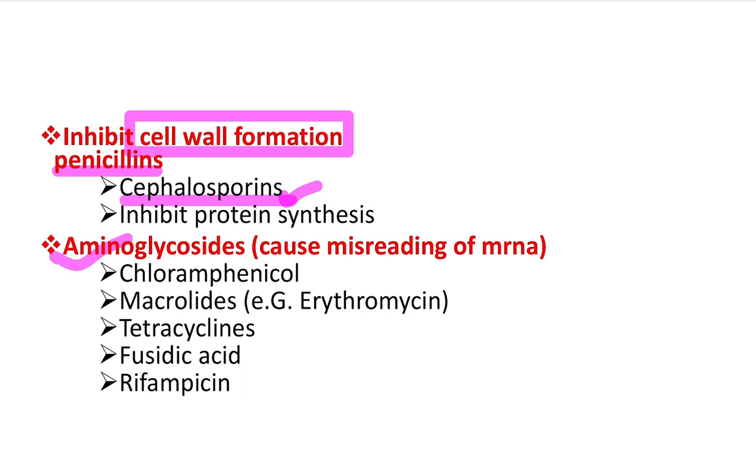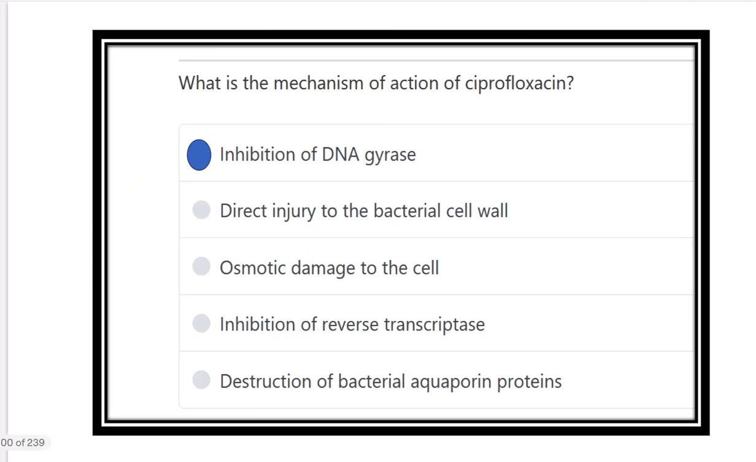Then here we can see the aminoglycoside. This aminoglycoside causes misreading of the mRNA. So aminoglycoside, chloramphenicol, macrolide, tetracycline, fusidic acid, and rifampicin are also responsible for misreading of the mRNA.